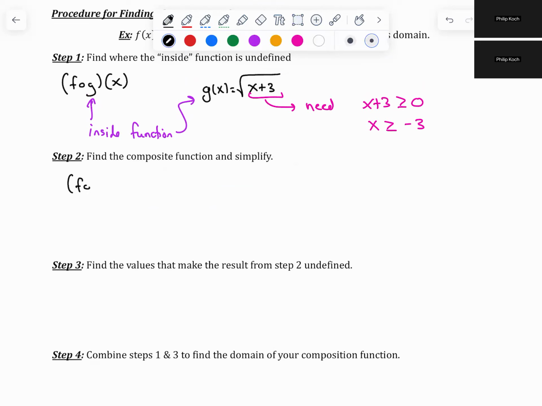So f composed of g of x is equal to f of the quantity g of x. And I'm writing that just so that we get practice remembering what it is. Though if you want to go straight to just writing down the answer, you can skip some steps if you want. But that's going to be f of the square root of x plus 3.